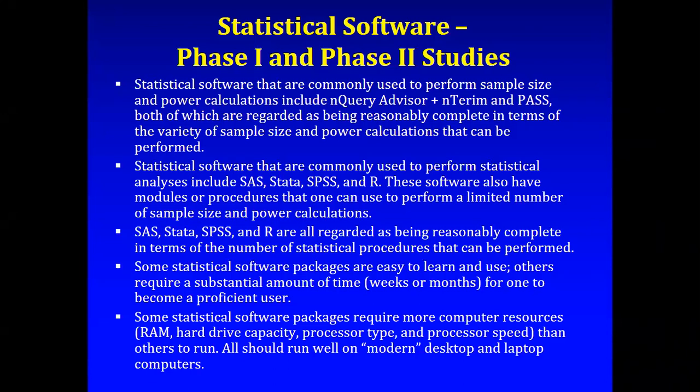The software that statisticians would view as being most definitive in terms of sample size and power calculations are nQuery and Visor plus Interim. Sometimes we just refer to that as nQuery, but that's just one package. And the other is PASS. And the reason is both of those are very complete in terms of the variety of sample size computations that can be performed.